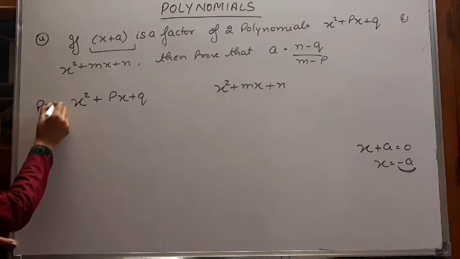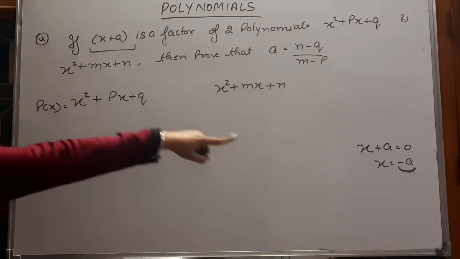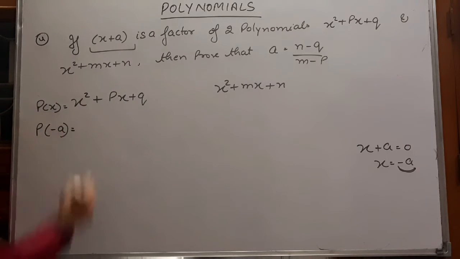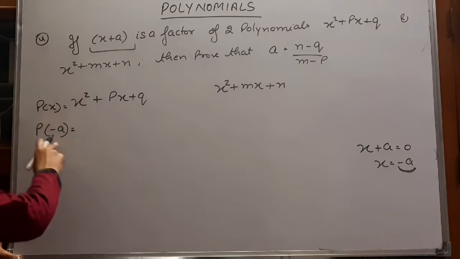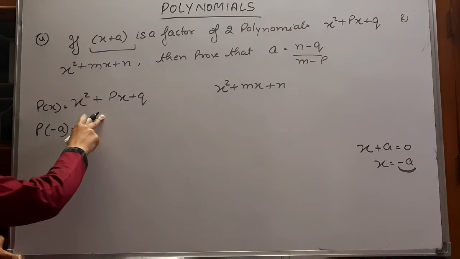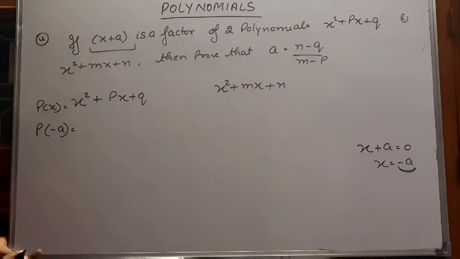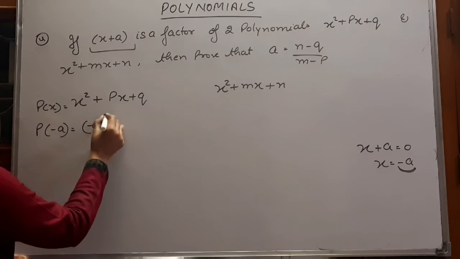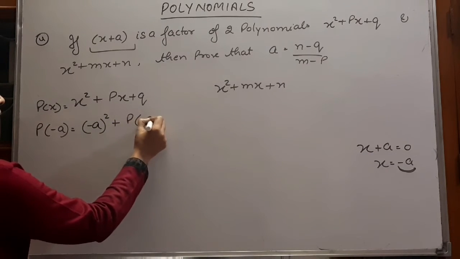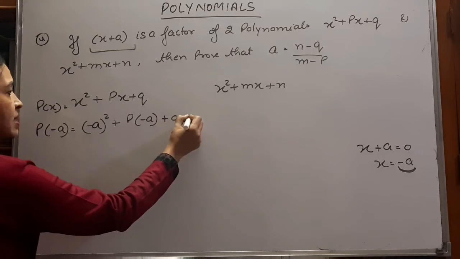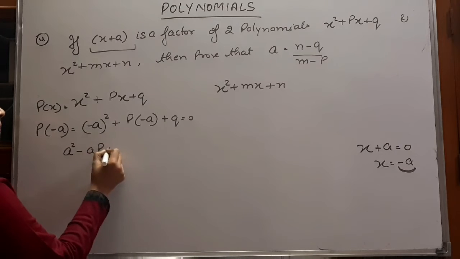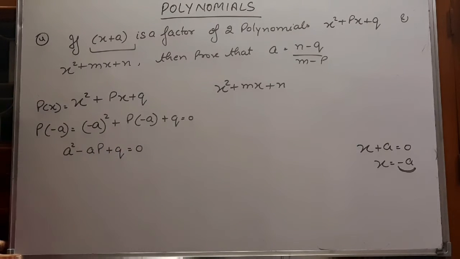Let this polynomial be p of x. Minus a is the zero of this polynomial. We will put minus a in place of x. If we put minus a in place of x in this polynomial, what do we get? 0, because minus a is the zero of this polynomial. We have minus a whole square plus p into minus a plus q, and this is equal to 0. We have a square minus ap plus q equals to 0.